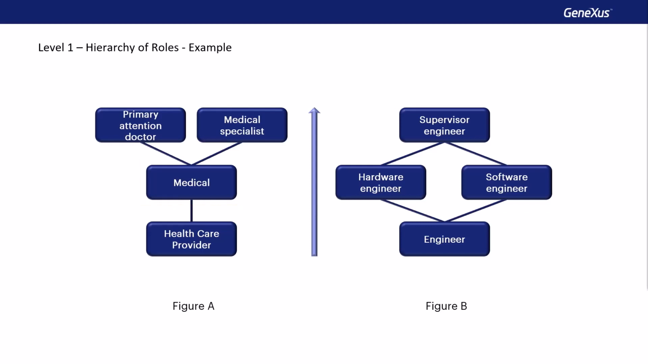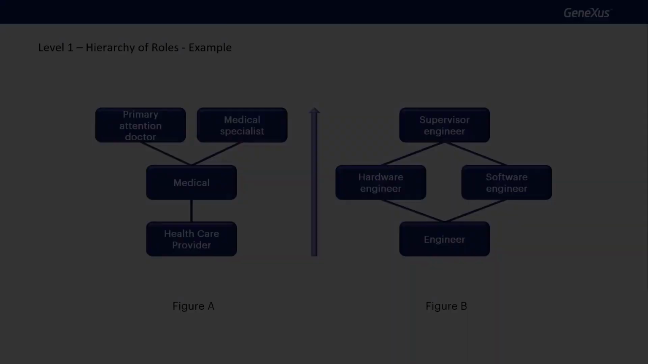Since permission inheritance is transitive, the primary care physician role inherits permissions from the physician and healthcare provider roles. Both the primary care physician and the specialist physician inherit permissions from the physician role, but each one will be assigned different permissions directly. In addition, Figure B also shows inheritance, but this time referring to multiple inheritance of permissions, where the supervisor engineer role inherits from both the hardware engineer role and the software engineer role.